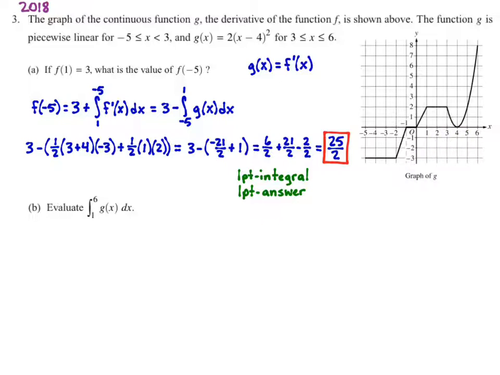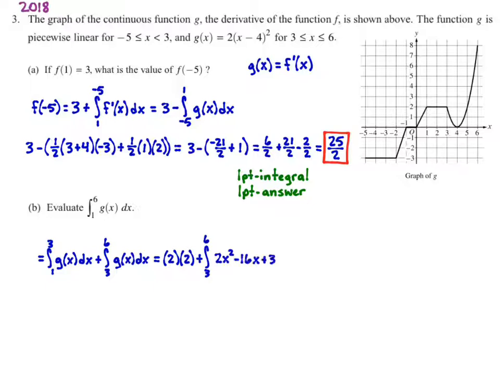So what I'm going to do is break this integral into two parts. I'm going to say the integral from 1 to 3 of g of x dx plus the integral from 3 to 6 of g of x dx. The first part's easy. The first part is just 2 times 2. That's the integral from 1 to 3. The second part, when I'm saying the integral from 3 to 6, well, I don't know how to find that area graphically. But because it gave us the function g of x for that interval, I'm just going to replace g of x with this, the 2 times x minus 4 squared, in place of g of x here.